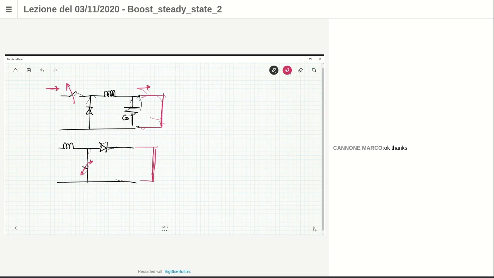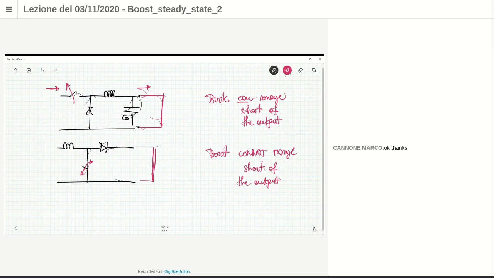So we can say that buck can manage short of the output. Boost cannot manage short of the output. Okay.